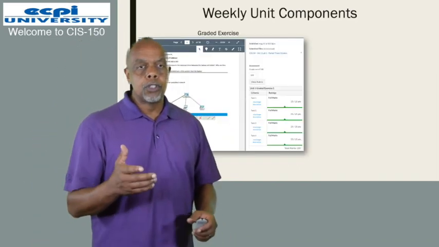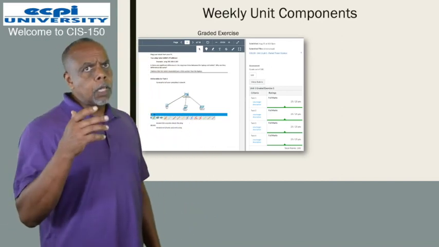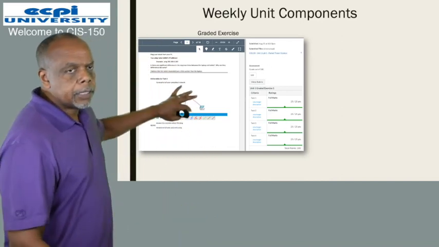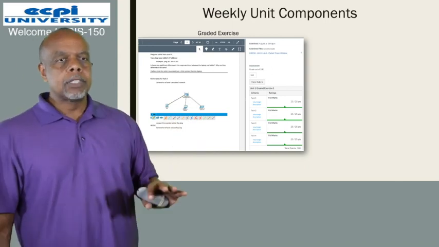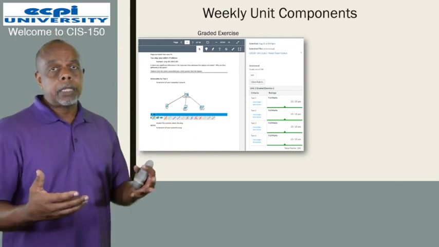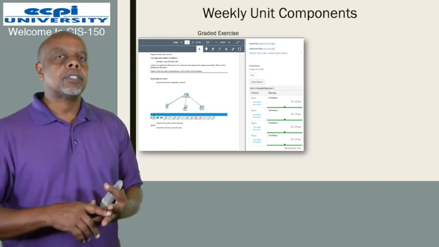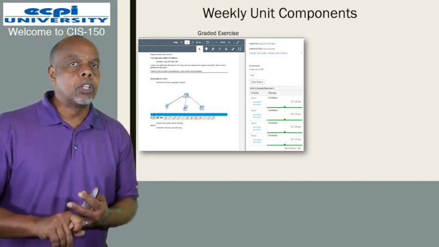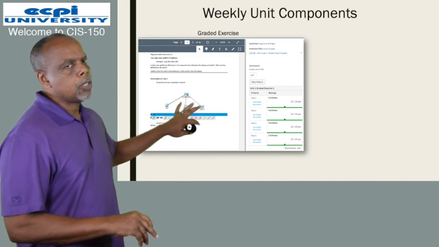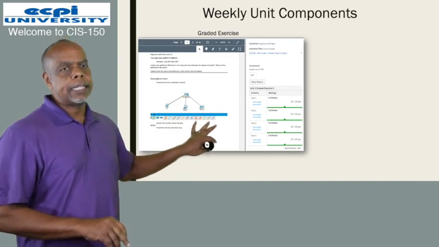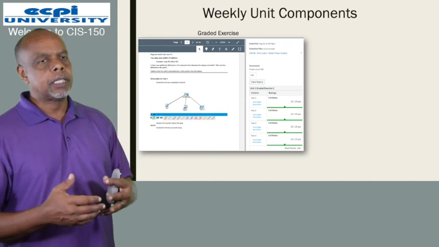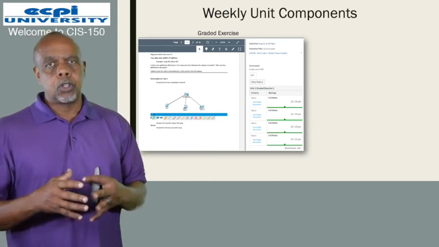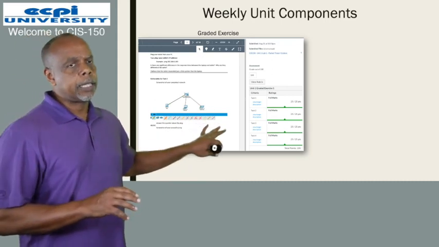Now, after you finish your guided practice, the next thing you're going to do is go into the graded exercise. Now, the graded exercise is based on, guess what? You're right. It's based on the guided practice. So if you did well on your guided practice, you shouldn't have any problems with the graded exercise, because it's the same skill sets, the same competencies, the same techniques that you've learned. Now you're just going to do it in a graded exercise.